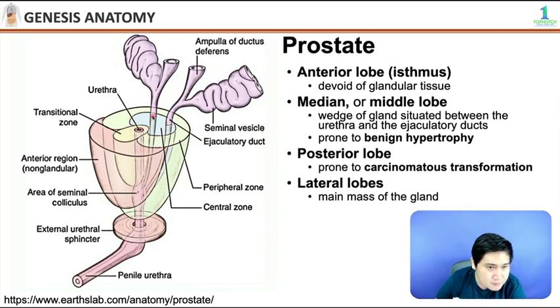Okay, so ito siya, your median lobe or your middle lobe. It is the portion prone to BPH, the median lobe or middle lobe. While the part prone to your prostate cancer is your posterior lobe. Okay? Posterior lobe for cancer, middle lobe for BPH. Okay? While your lateral lobes, okay, it provides the main mass of the gland.